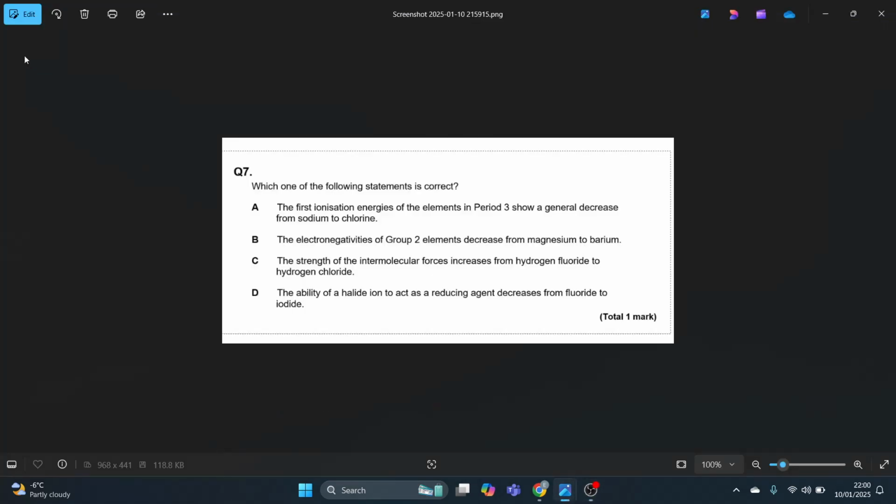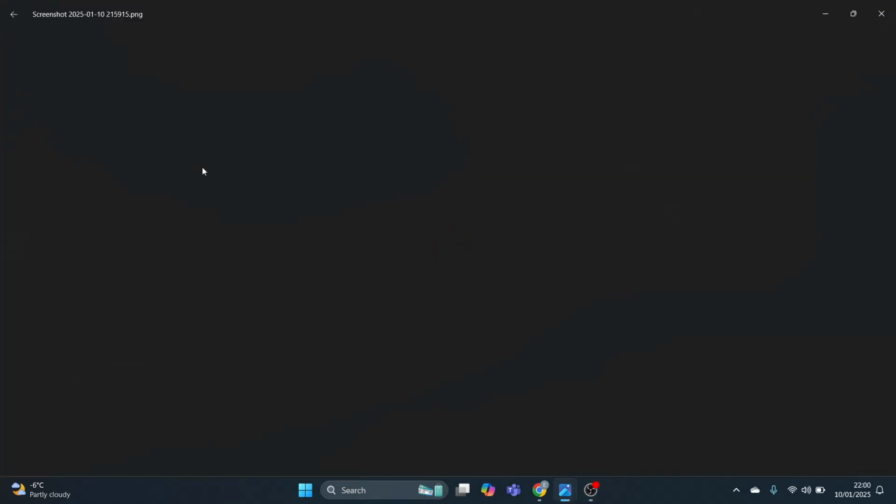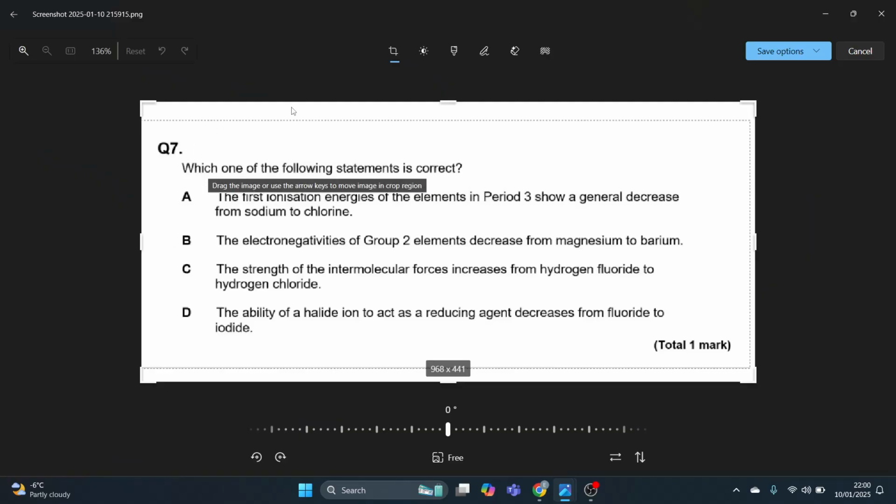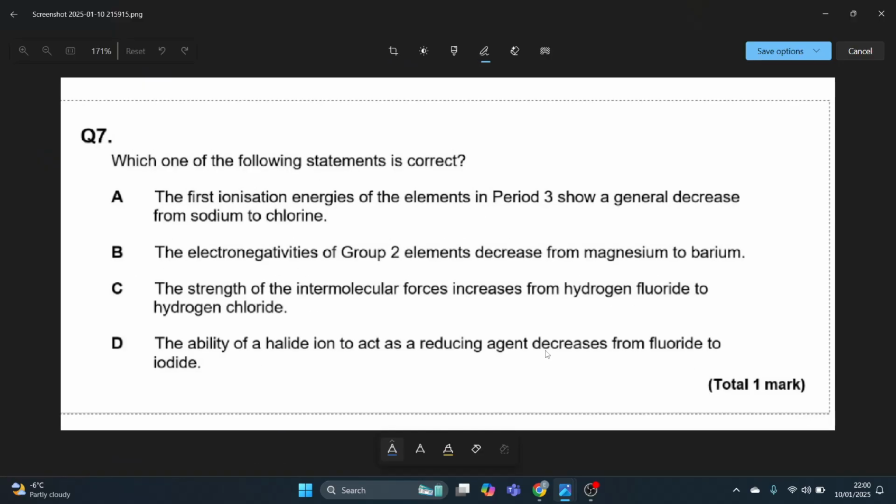Period 3 elements and the oxides multiple choice questions, even more. Yeah, I guess it could be named part 2. Question 7. Which one of the following statements is correct?